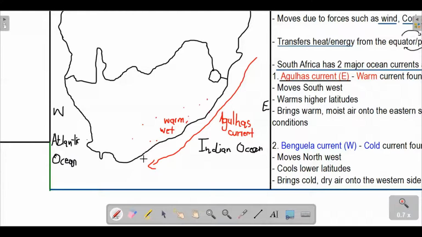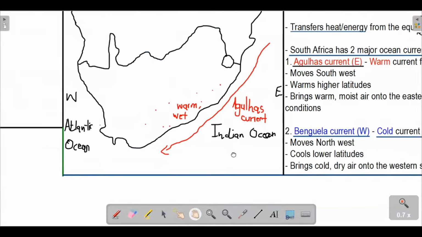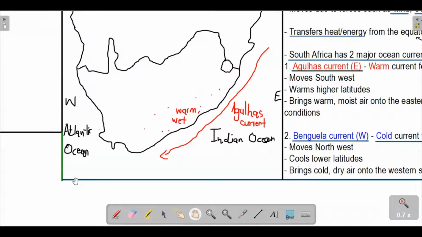And then on the western side you have the Benguela current. It's in the Atlantic Ocean, and it is a cold current that moves northwards. It moves that way. So this is the Benguela current. It moves towards your tropical regions. It's going to move towards Angola.